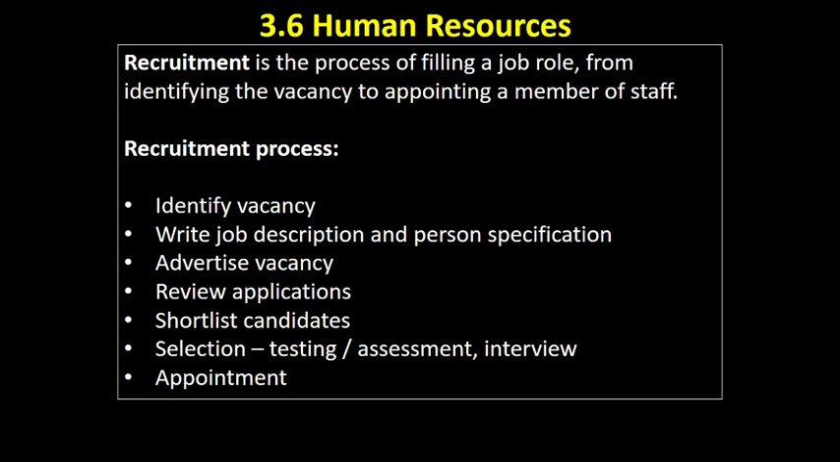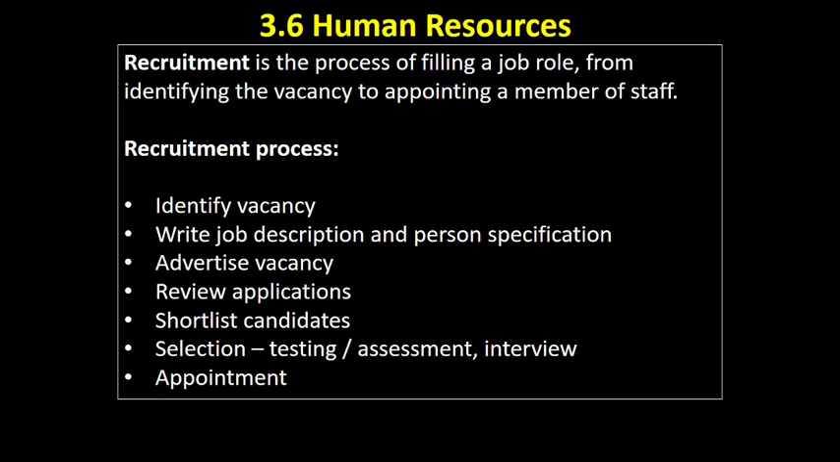And the person specification, what sort of skills do we want this person to have? What experience might they already have? What are they going to bring to the role? And so, really important to get clarity around those things. Then we'll look to advertise the vacancy somehow. That can be done in a variety of ways.